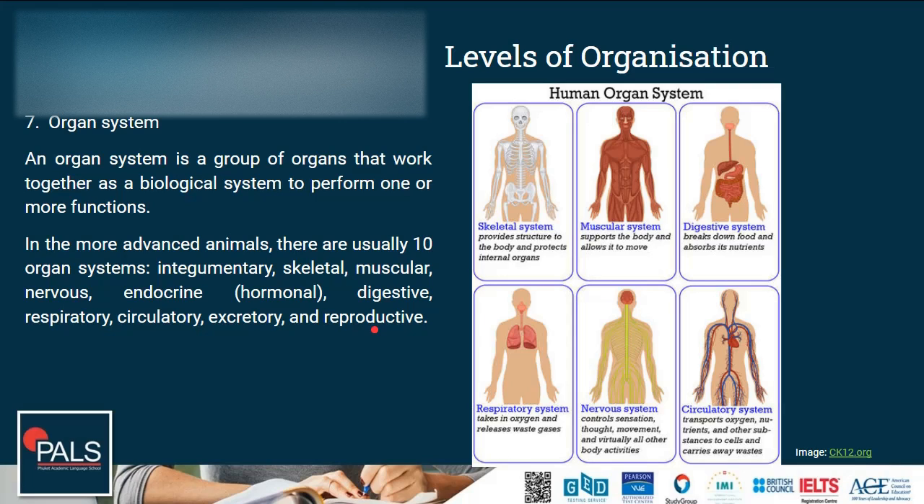Take the digestive system, for example, that involves many organs. They all work together so that we are able to break down our food and absorb the nutrients into our body so it can be delivered by the circulatory system, the heart and our blood vessels, to the different cells so that they get their nutrients.